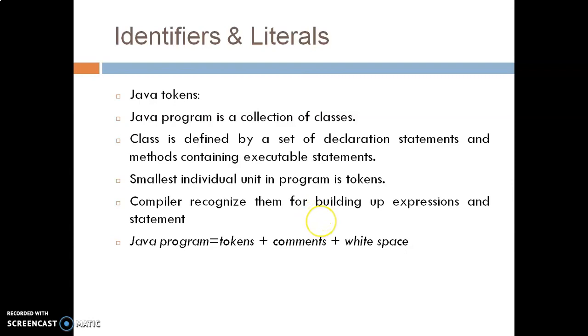Comments are nothing but suggestive statements. If you like, you can add them inside your program. It is only suggestible. It is not compulsory. White spaces plus tokens plus comments, when you combine these three, you make a Java program. So in a Java program, the only essential part is that you will have to use the tokens. Every smallest individual unit, like A, that is integer, everything is a token.